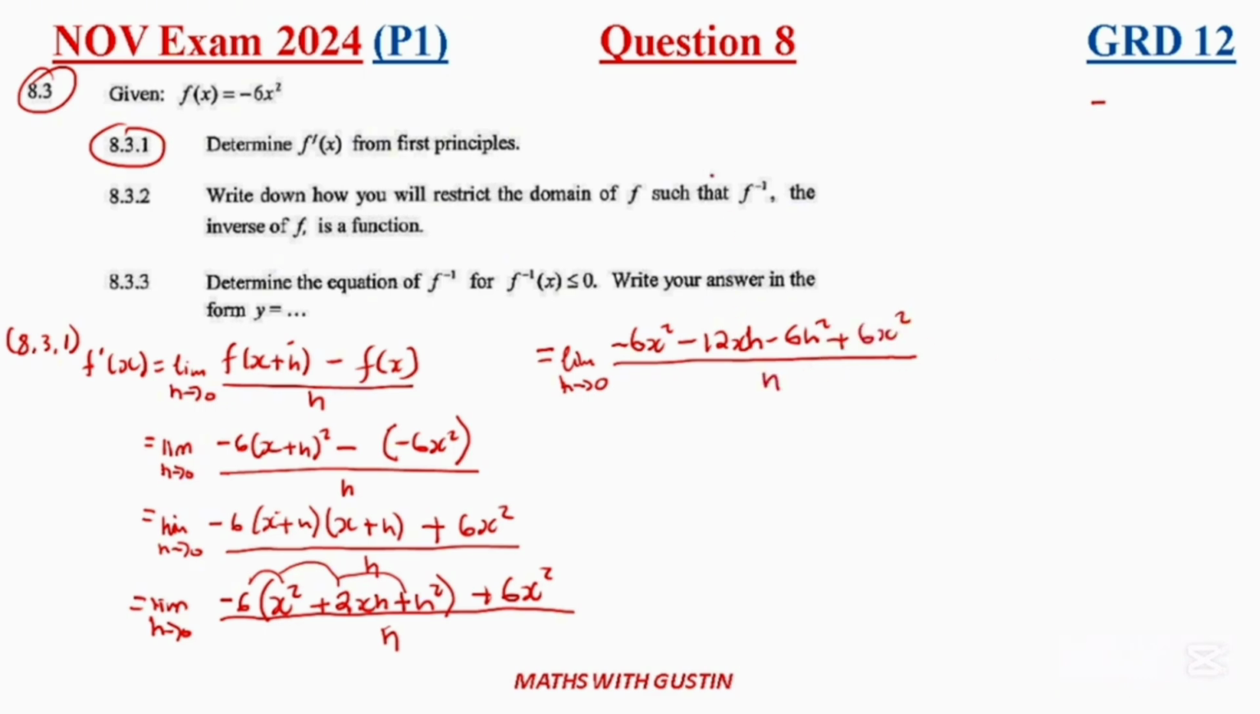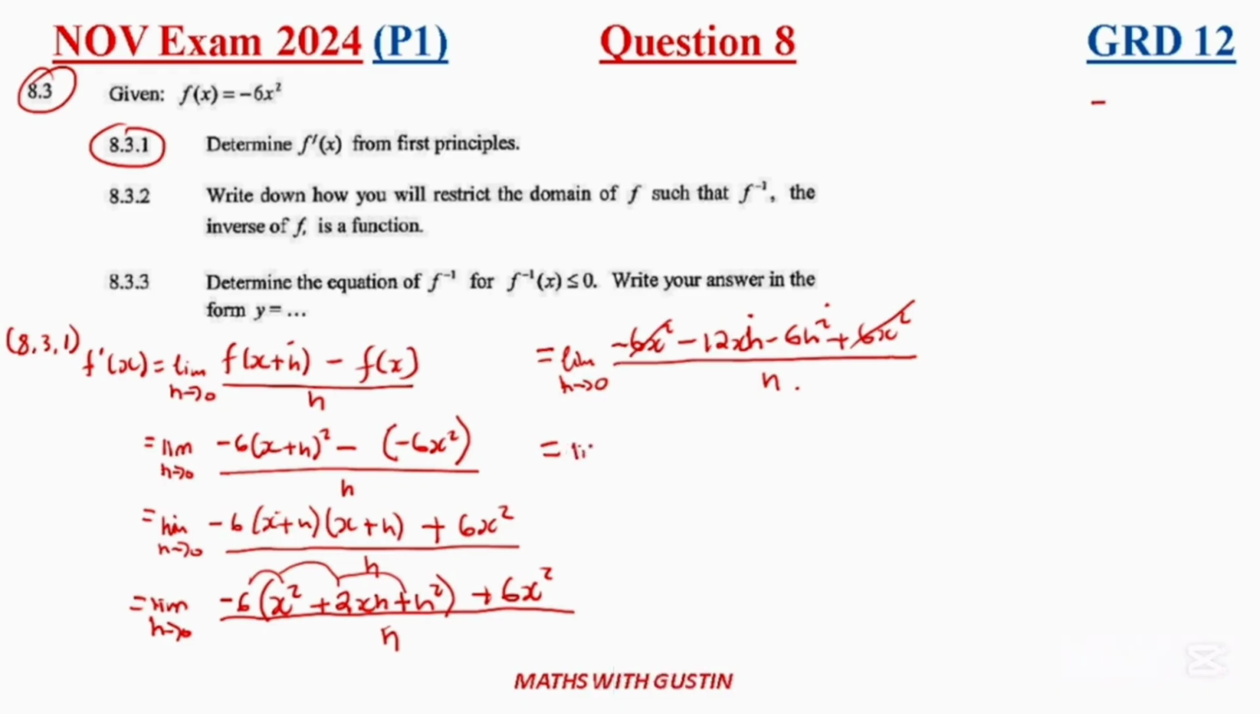Now you can see, now we can simplify. We've got -6h squared plus 6h squared. This one would cancel out. Therefore, if you have a look, we've got h there, we've got h here, we've also got the h at the bottom. So now what you can do is take out a common factor of h.